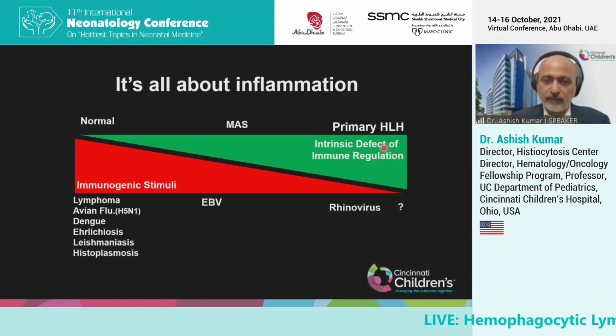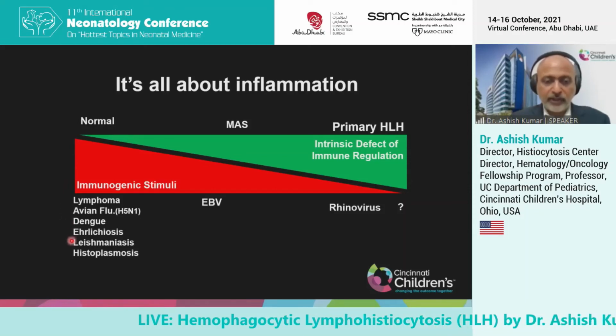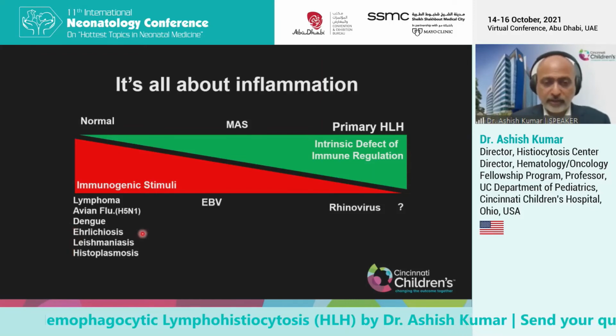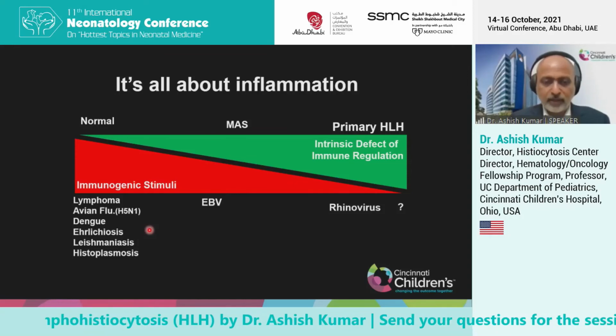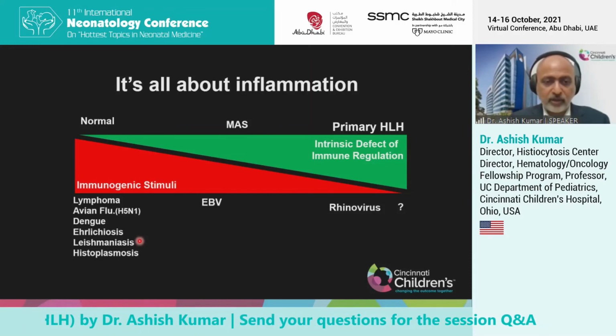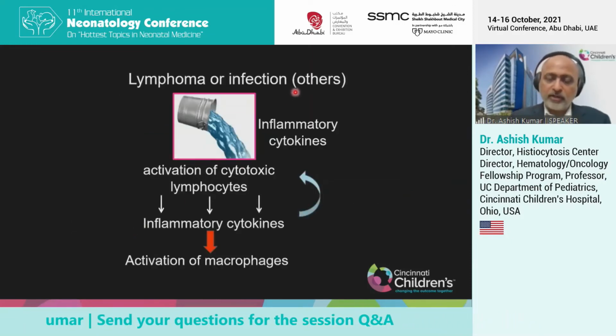Or if you go in this diagram all the way to the left, you may have a completely normal immune system, but a very inflammatory stimulus, such as lymphoma. These are all the infections that we commonly see that can cause HLH, and I'm sure there are others. HSV I did not put on there, but sometimes that can do that. So histoplasmosis, ehrlichiosis, dengue, all of these can do that. And so it's the same thing, like I mentioned, lymphomas or many infections or some other inflammatory causes.